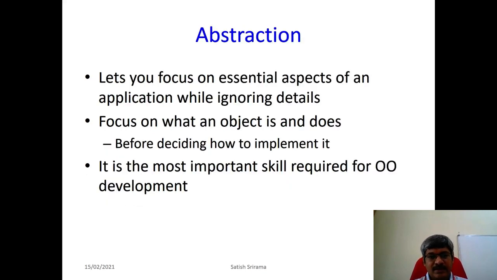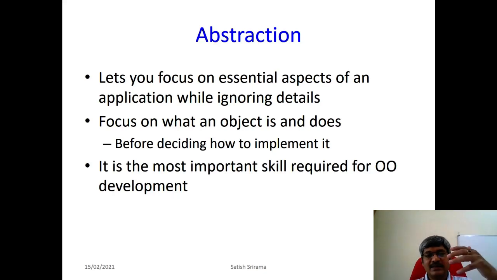So abstraction. Abstraction lets you focus on essential aspects of an application while ignoring the details. If you are trying to develop an application, what are the essential aspects of that application? That is what we will be looking at, and object-oriented development fundamentally takes care of that. The focus is on the object, what an object is and what it does. We look at its basic data structure and its behavior before actually deciding how we will implement it.